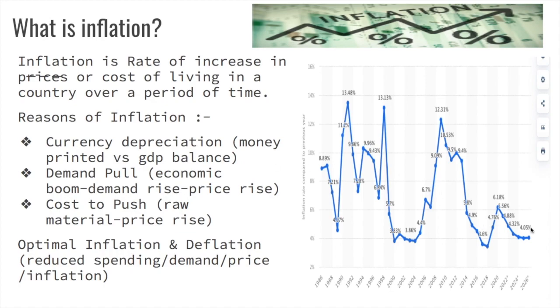So here we are saying that an example of that is given. Reasons of inflation could be many. One of the reasons we already touched upon is currency depreciation. If the currency of the country does not have any value, and money is printed without any balance with the GDP of that country, then obviously the price will increase. Right? And no amount of money that you have will be enough, as the price will keep on increasing, and people will not be able to buy anything. That kind of situation is known as hyperinflation.